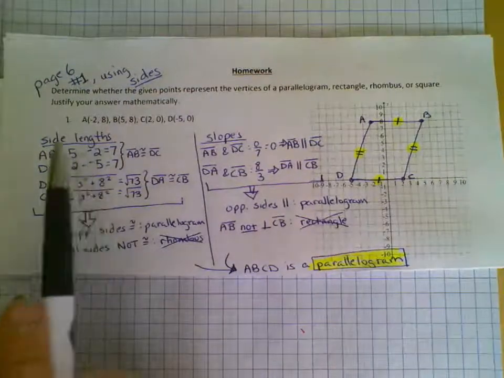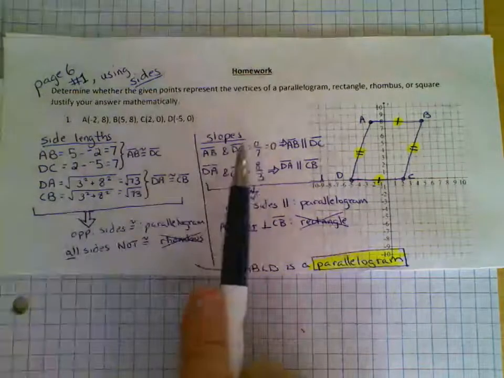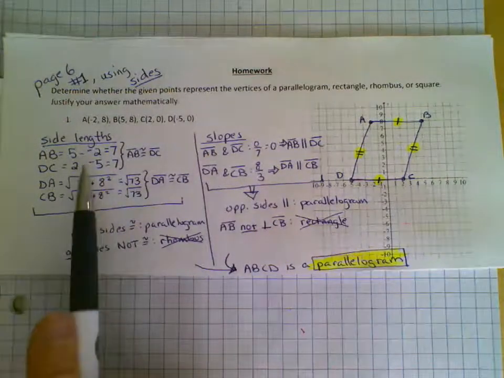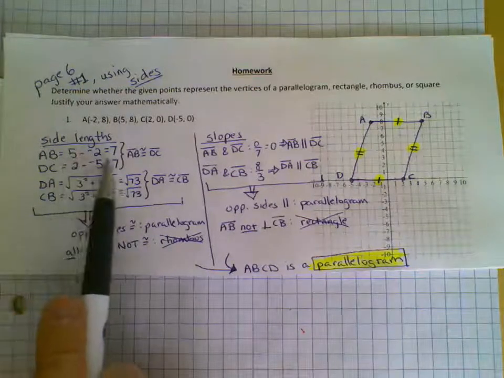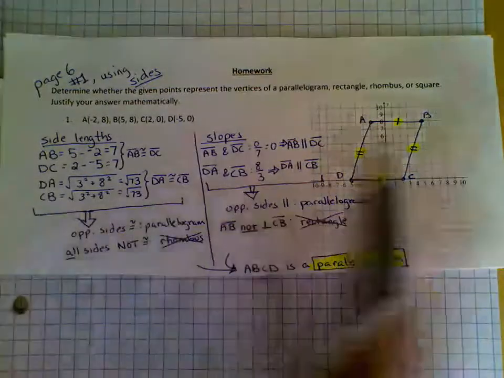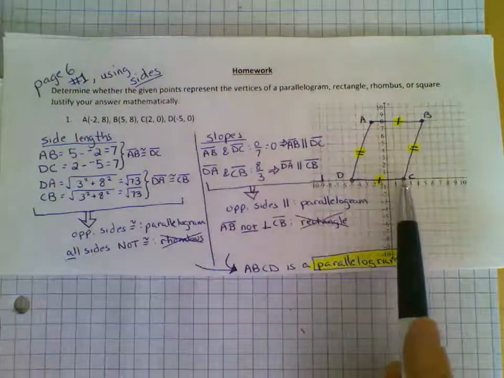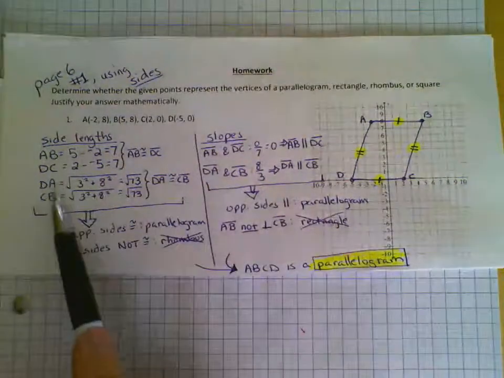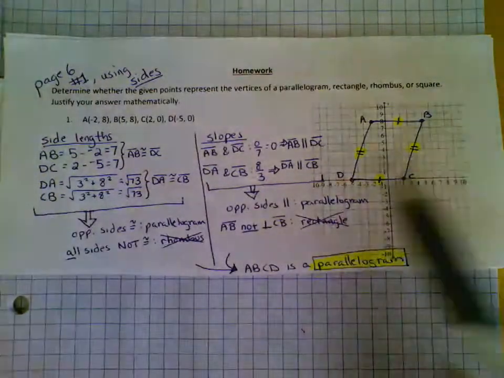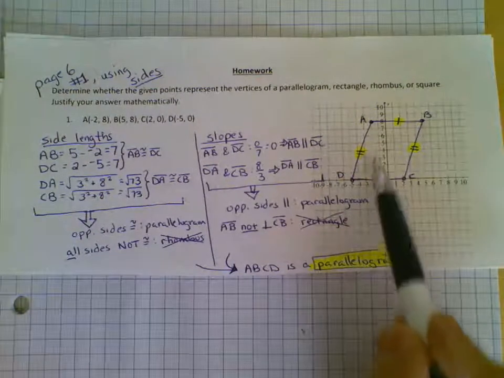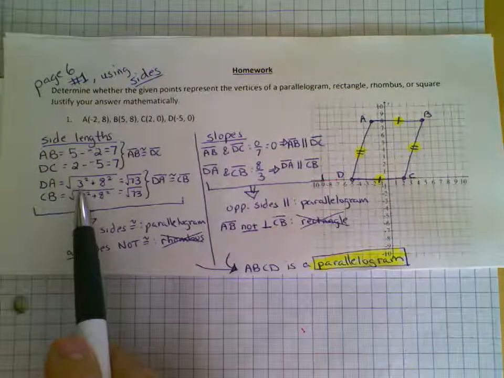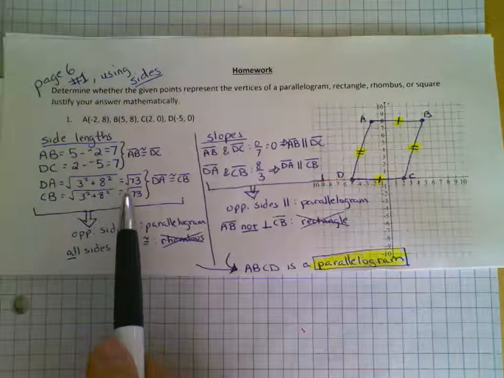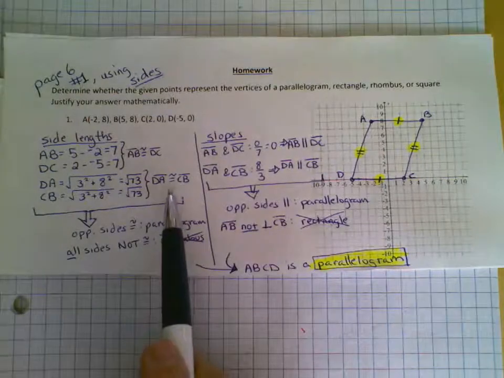You can see with the sides I can look at the side lengths and the slopes. For the side lengths I'm using the distance formula if they're diagonal, or just subtraction if they're horizontal or vertical. So AB and DC are both just horizontal with a length of 7, so those are congruent. DA and BC both go over 3 and up 8. That gives me a distance of square root of 3 squared plus 8 squared, which is square root of 73. So these two are congruent as well.